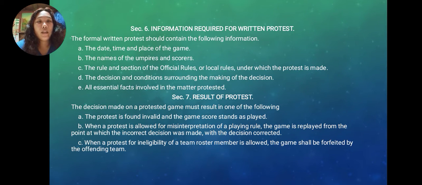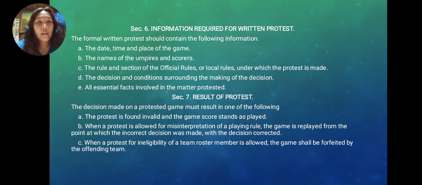For Section 6, information required for written protest. The formal written protest should contain the following information. Letter A, the date, time, and place of the game. Letter B, the names of the umpires and scorers. Letter C, the rules and section of the official rules or local rules under which the protest is made. Letter D, the decision and conditions surrounding the making of the decision. Letter E, all essential facts involved in the matter protested.